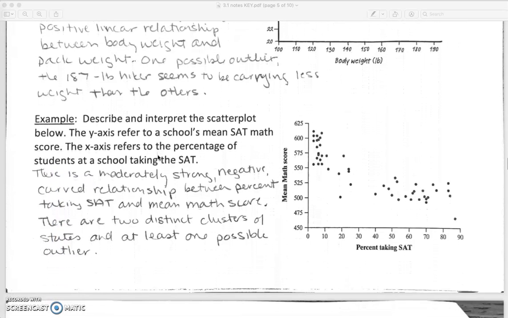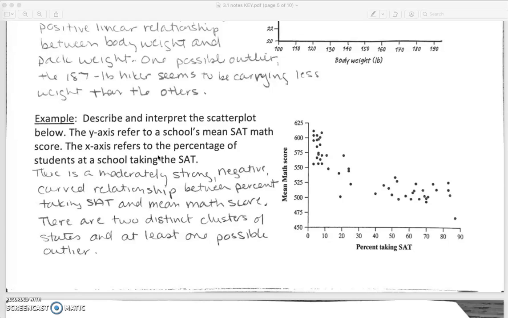Another example, this is looking at a school's mean SAT math score and the percentage of students that are taking the SAT. So notice here, this is a little more of a curved relationship, and it definitely seems to have a negative pattern to it. The points aren't as close together, but it's a definite pattern, so I might describe that as moderately strong. So there is a moderately strong negative curved relationship between percent of students taking the SAT and the mean math score.